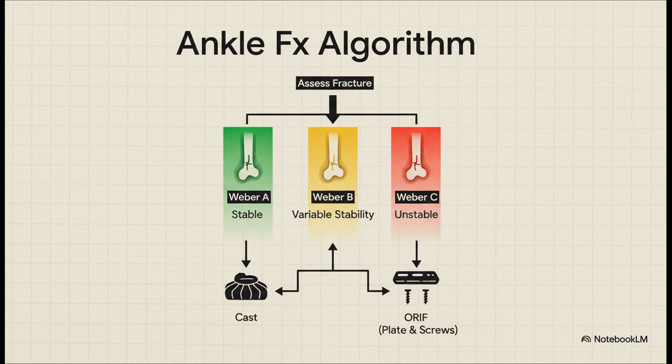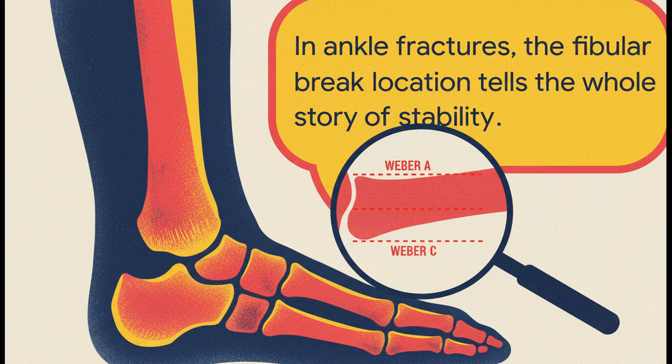Remember, type A, below the syndesmosis, it's stable. Type B, at the level, stability is variable. Be suspicious. And type C, above the syndesmosis, is always unstable. From there, your treatment path is clear. If it's not displaced, you cast it. If it is displaced, you operate. Simple as that. So if you remember only one thing from this whole explainer, let it be this. When you look at an ankle x-ray, your eyes should go straight to the fibula. Find that fracture, because its location, its relationship to the syndesmosis, that single detail tells you the entire story of the injury's stability and points you directly to the right treatment.